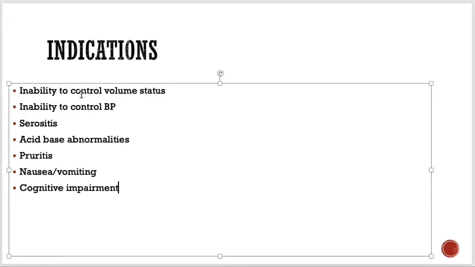Then of course, we think about renal replacement therapy. So renal replacement therapy is used for, of course, dialysis. Dialysis is of two types. One is called peritoneal dialysis, one is called hemodialysis, and one is called renal transplant.